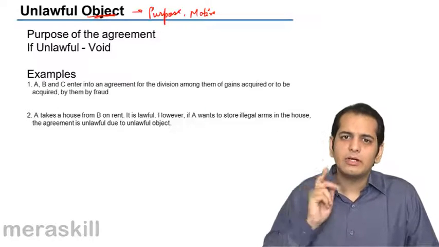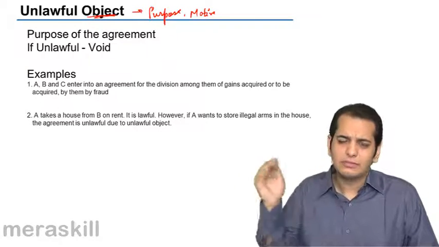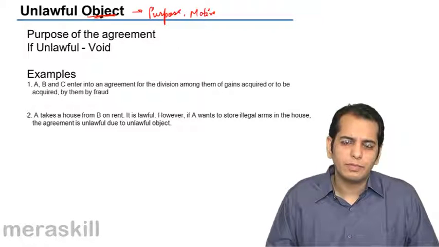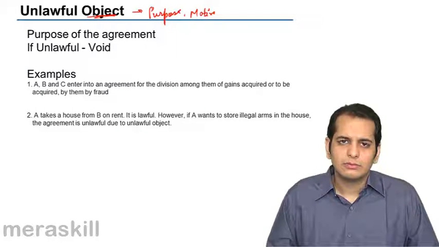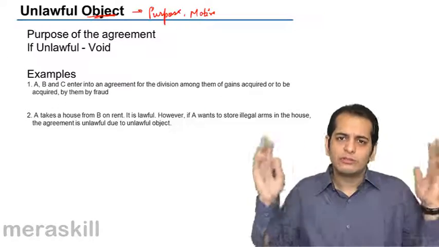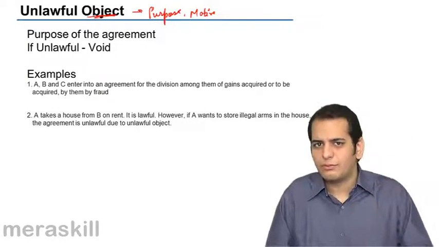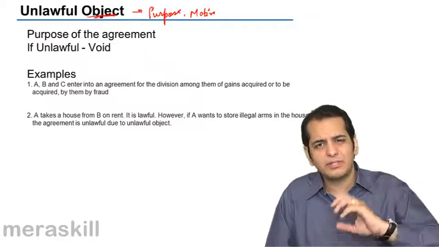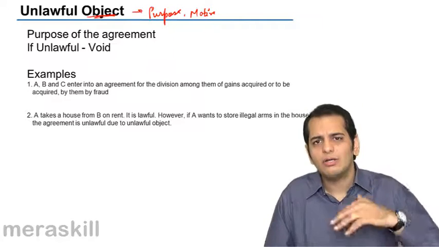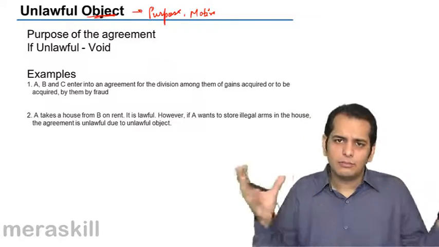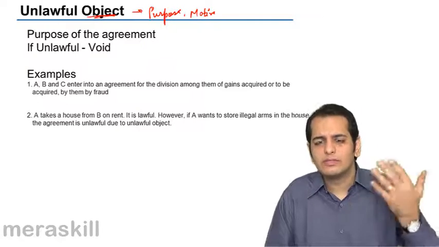There's a difference between unlawful and illegal, but we'll cover that in a later topic. Unlawful is a wider term, illegal is a narrower term. Illegal strictly means something which is against the law. However, unlawful is a broader concept. It includes various other things also.